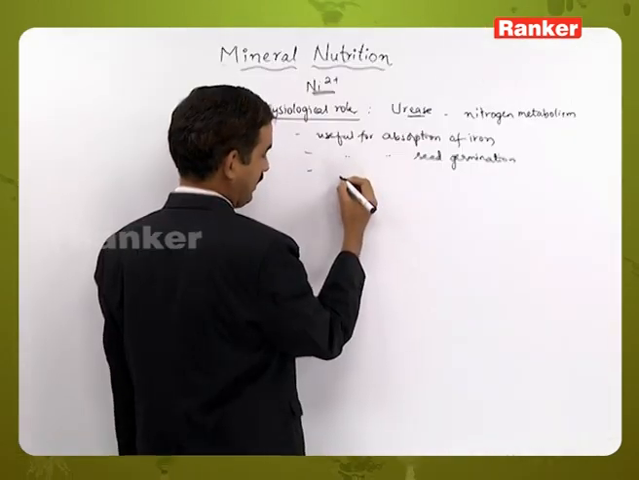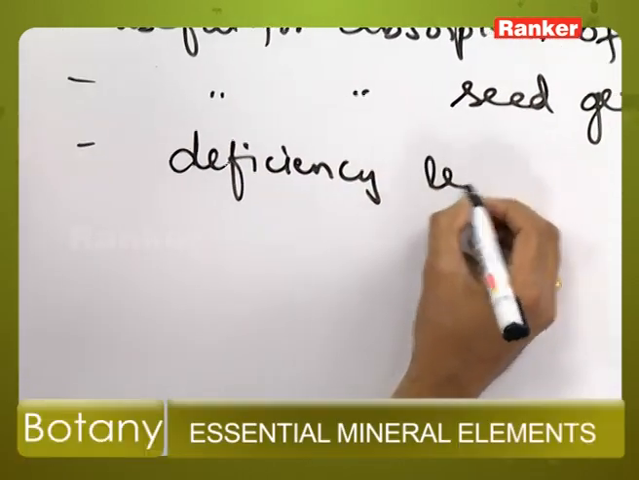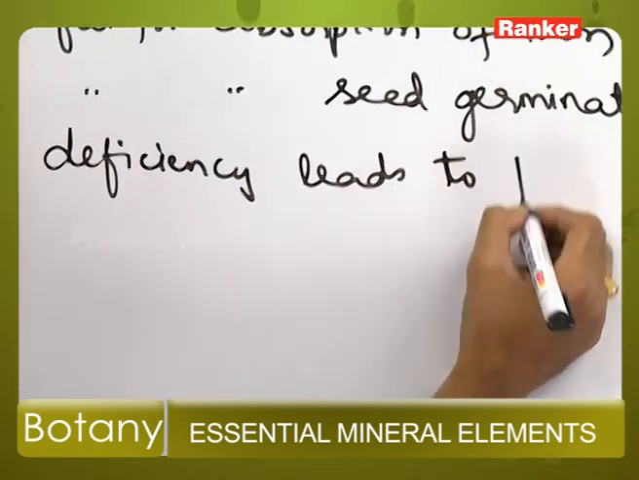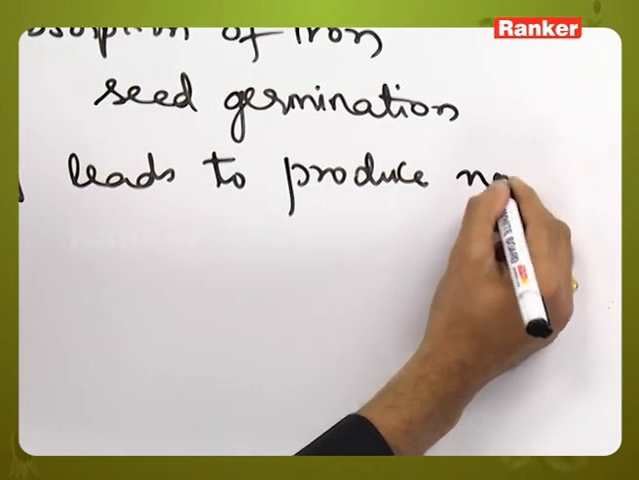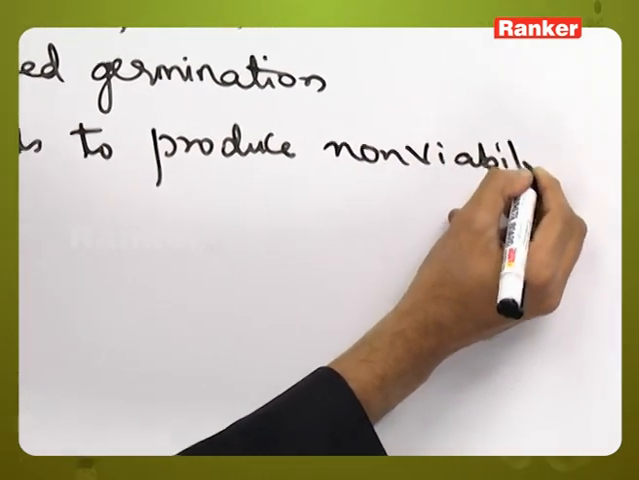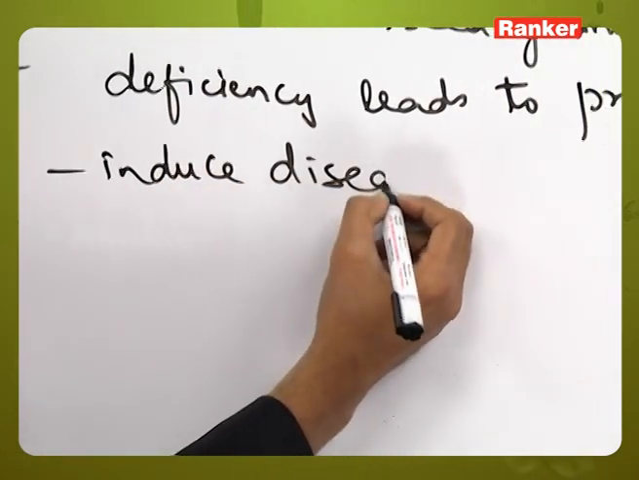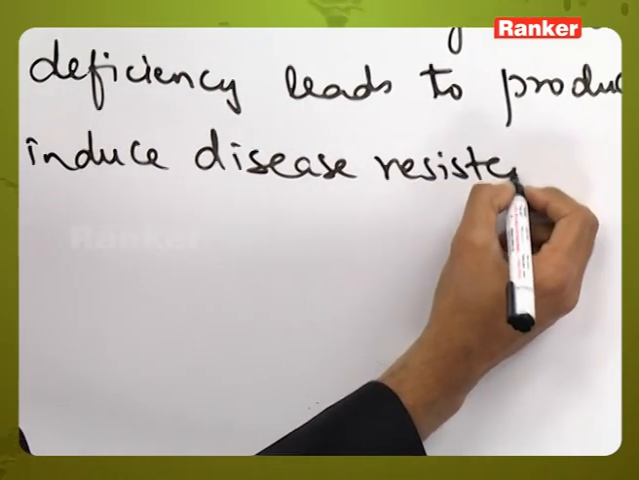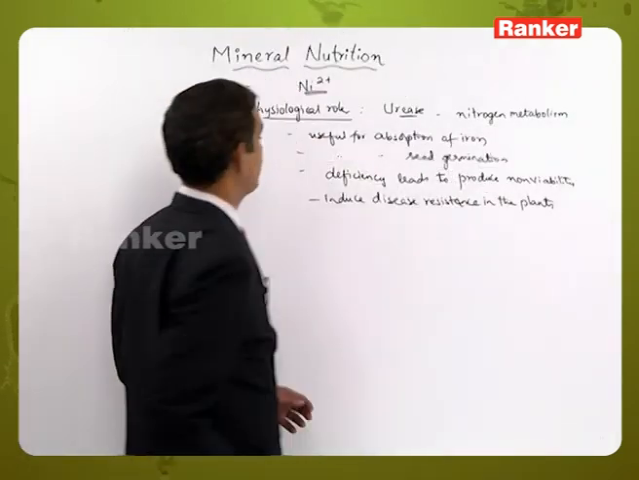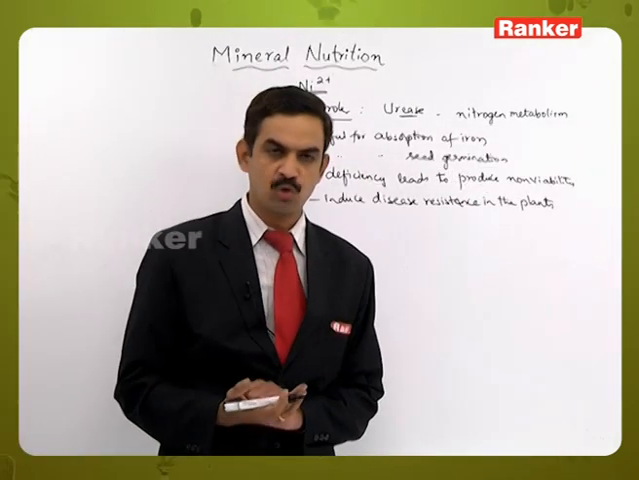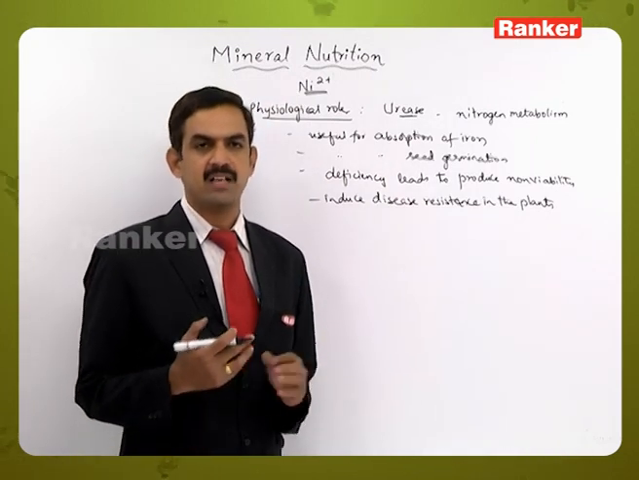If the deficiency is there, it leads to non-viability. They will also induce disease resistance in the plants. So these are some of the important physiological roles exhibited by nickel, which is considered to be the 8th microelement that has been included in the essential elements.